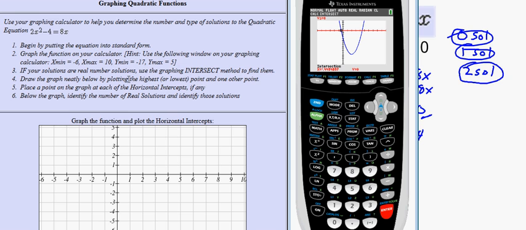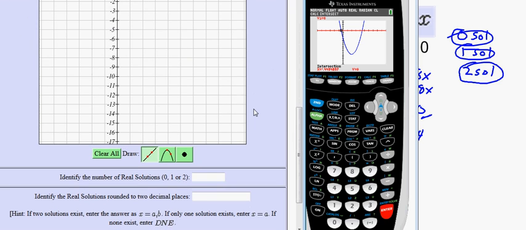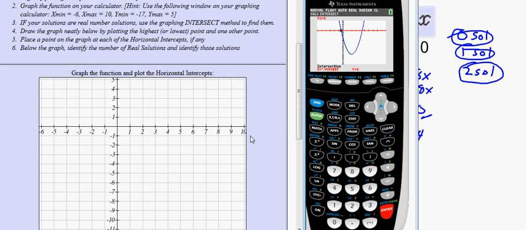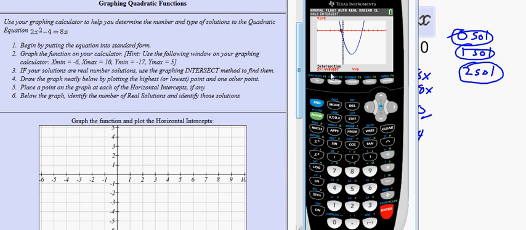Where does it say that? Somewhere in here it should tell me how to round. I don't see how we should round them. Maybe at the bottom or something. Identify the real number solutions. Okay, right here, rounded. Identify the real solutions rounded to 2 decimal places. So I'm going to round this to 2 decimal places.